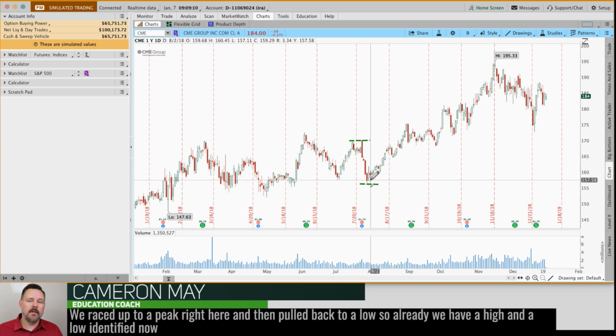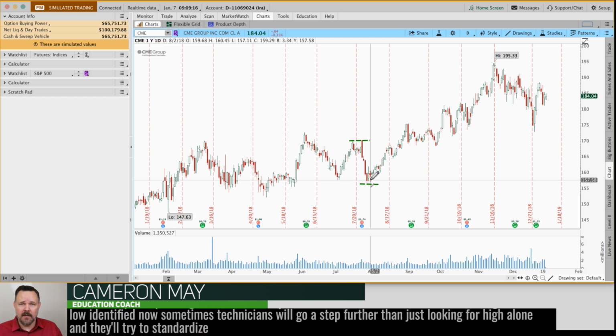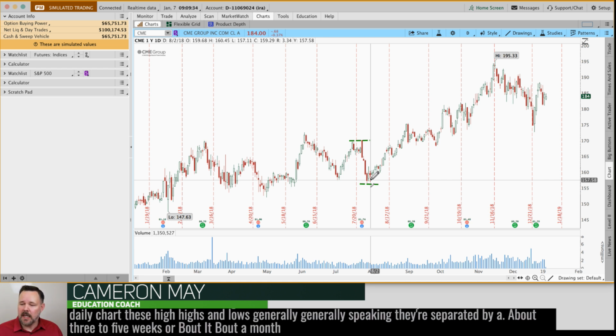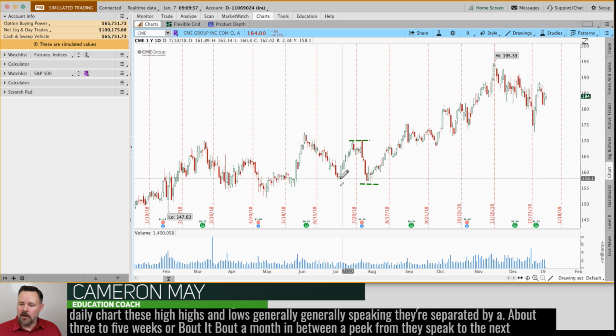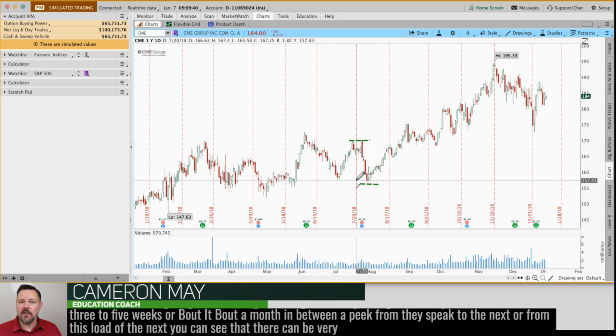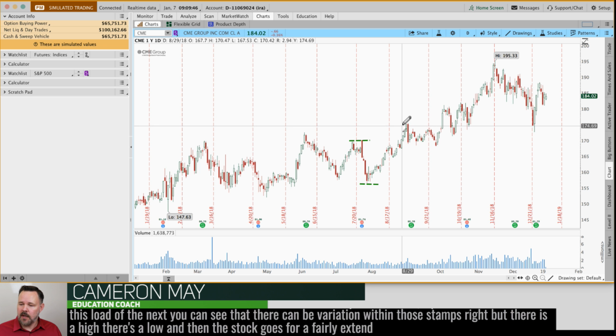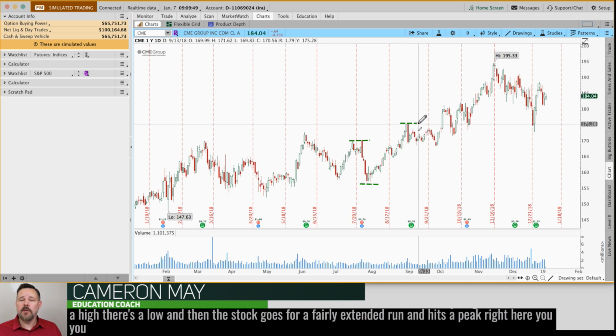Now, sometimes technicians will go a step further than just looking for a high and low, and they'll try to standardize things. It's sometimes speculated that on a daily chart, these highs and lows, generally speaking, are separated by a period of about 3 to 5 weeks, or about a month, from this peak to the next, or from this low to the next. You can see that there can be variation in those themes, right? But there's a high, there's a low, and then the stock goes for a fairly extended run and hits a peak right here. You use your judgment. Does that look like we have a higher high?